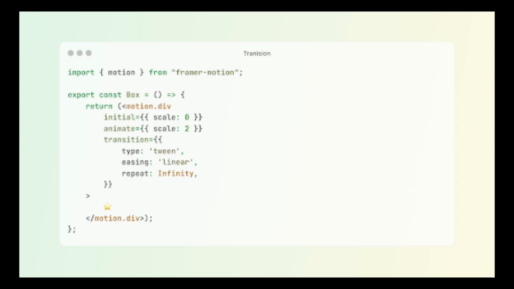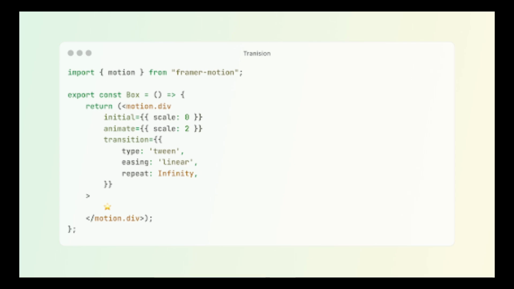And there are three types of transition in Framer Motion: tween, spring, and inertia. To set the transition, you pass it as a transition property to an element. This will set the transition for the whole animation of this element. Or you can pass it as a property to the animate object, or maybe the whileTap object, and this will set it to be applied only to this particular animation.